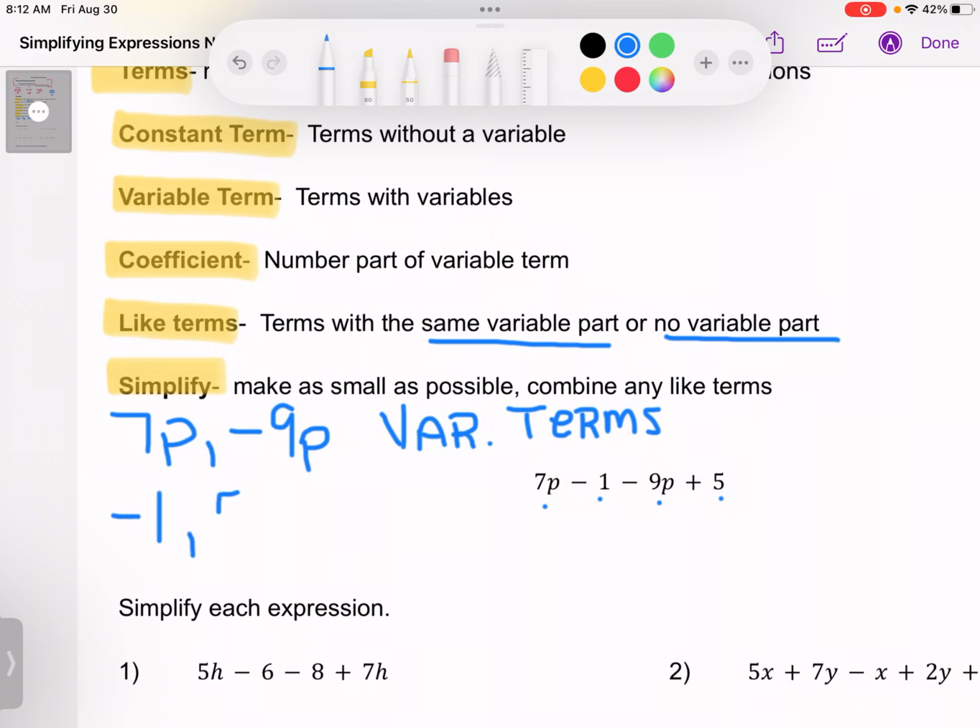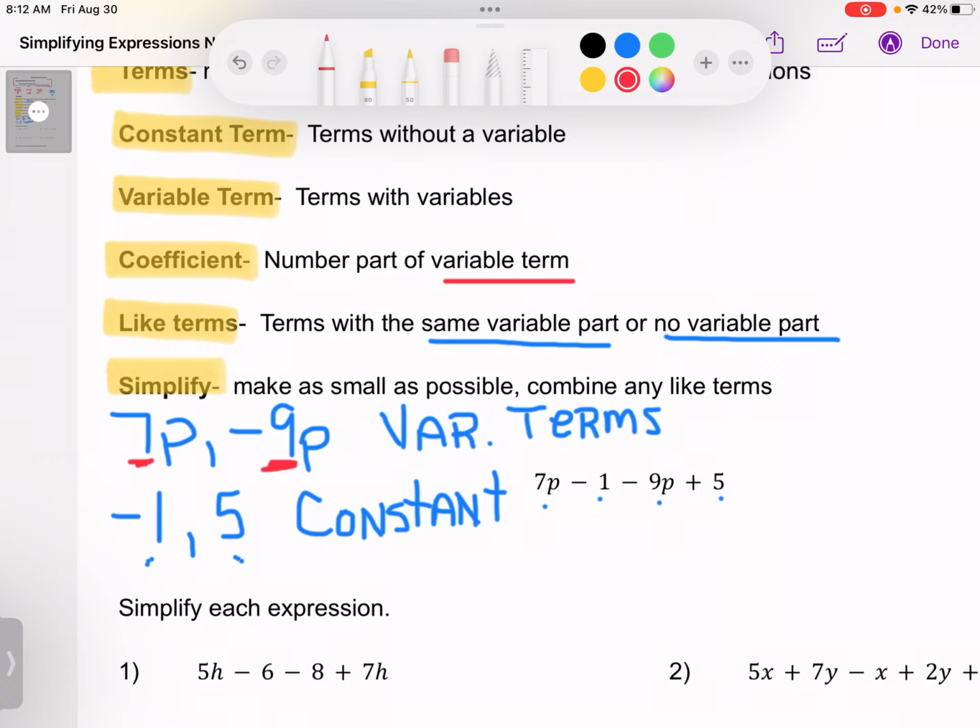-1 and 5, those are examples of constants or constant terms because they have no variable. They're just a number. They are also another example of like terms because they have no variable parts. They're just numbers. We can put numbers together. The other vocabulary I wanted to point out is the word coefficient. So if we look at our variable term, it's the number part. So 7 is the coefficient on 7p. -9 is the coefficient on -9p.